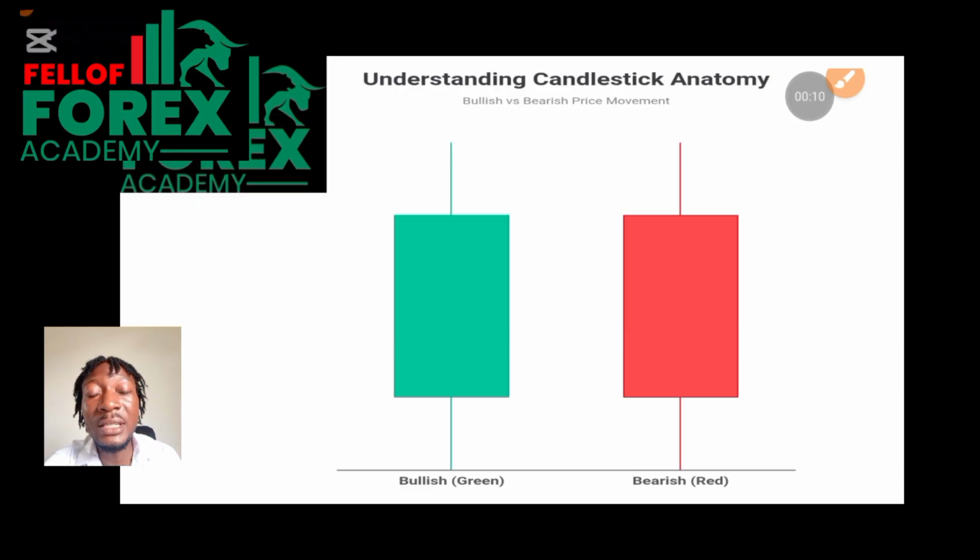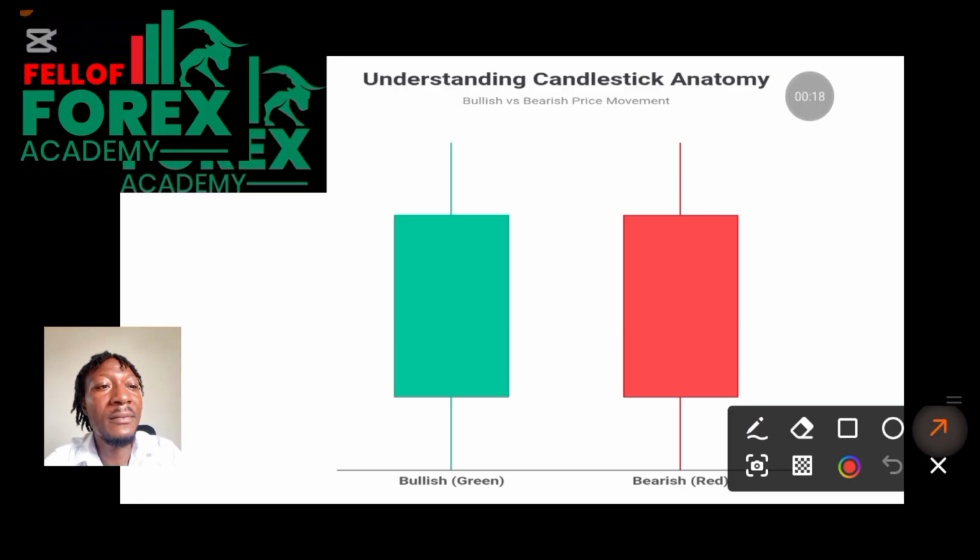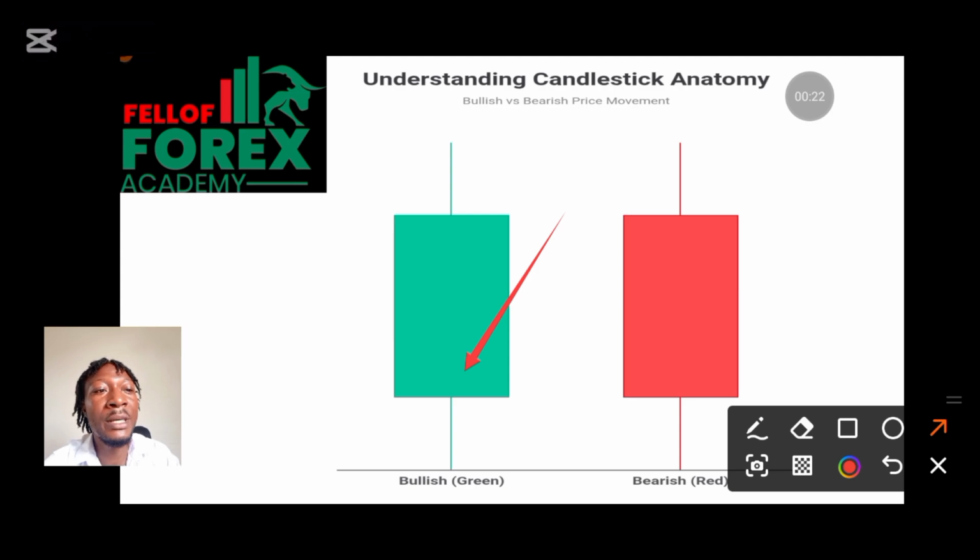We have the bullish candlestick, which represents upward movement, and the color is green. You see it's green, which means price is going up. It means we are looking to be buying during a bull market, or when price is going up, it means buyers are dominating.